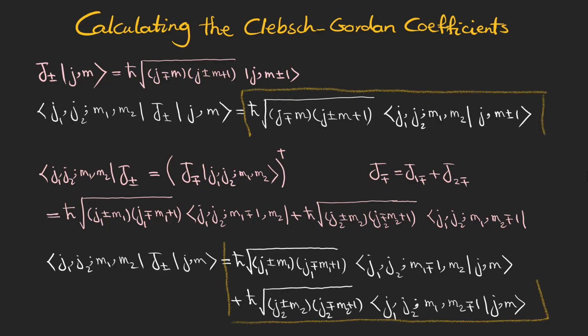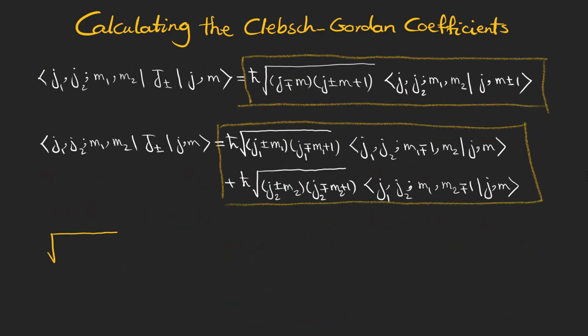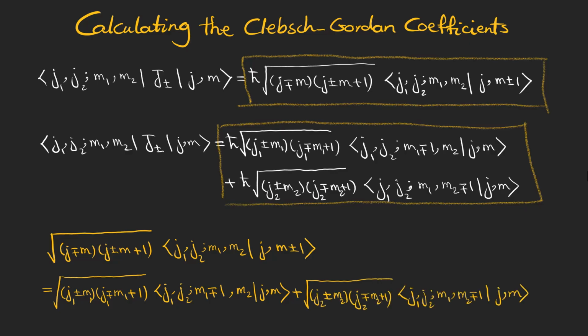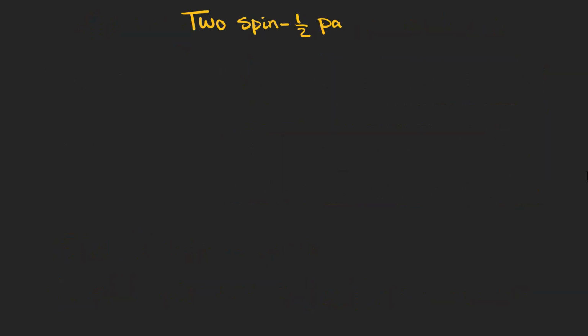These two terms must be equal because it doesn't matter whether we use the step operators on the right or on the left. Finally, to calculate these coefficients, we have found a recursion relation that connects different elements of our unitary matrix based on quantum numbers we have for both the coupled and the uncoupled states. Now, as an example, we are going to see how we can add two spin-half particles.